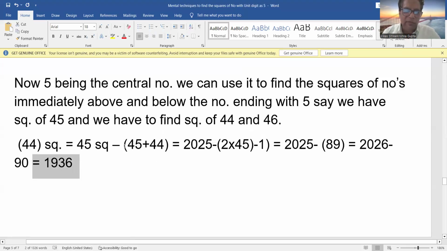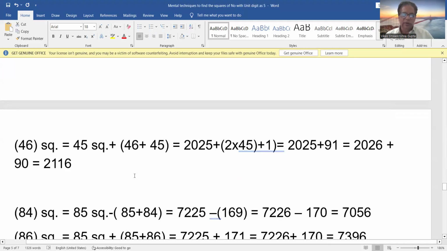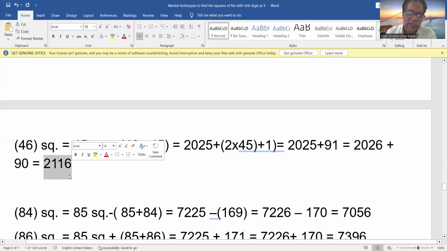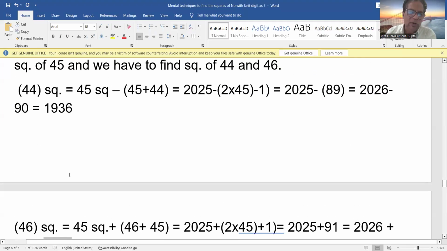What I have done is I have added 45 and 44 and subtracted it from 45 square, because 44 is less than 45. So that is why I am doing subtraction. In the same way, if I have to find the square of 46, then what will I do? I will add 45 square plus 46 plus 45, because 46 is more in value than 45. So now I will add. So 45 square plus 46 plus 45 is equal to 2 into 45 plus 1, and that is equal to 91. 2025 plus 91. So I can write it as 2026 plus 90, and the total is equal to 2116. So the square of 46 is 2116 and the square of 44 is equal to 1936.